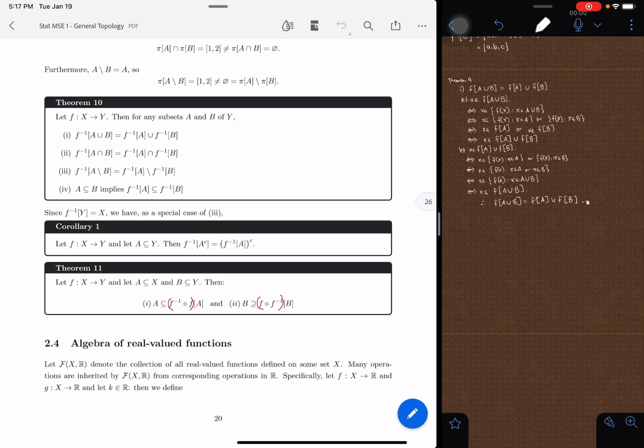Ayan. So, mabilis lang ma-memorize or matandaan itong mga results in terms of inverse image of a function.